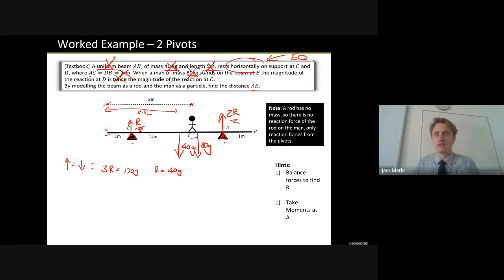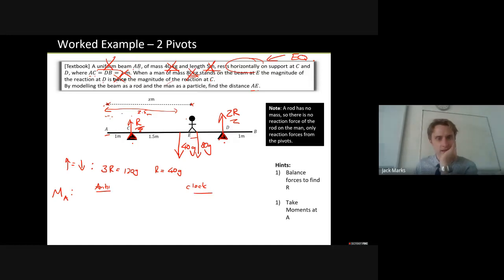Distance, A to E. Well, if it's a distance, up and down is not going to be useful there. Moments. So moments, and because I'm talking about A to E anyway, I'm going to do my moments from point A. So moments at A. And I'm going to work from A away, and I'm going to look at all of the forces, and I'm going to say that anti-clockwise equals clockwise. So let's do anti-clockwise, and let's do clockwise.